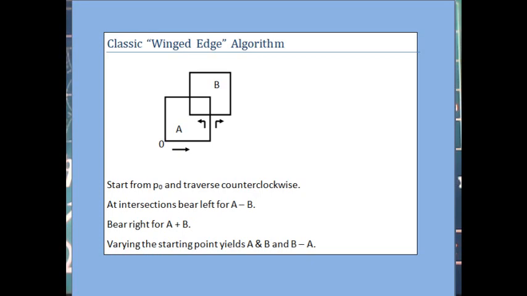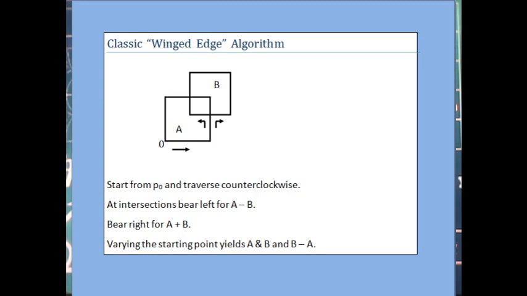perform operations such as A minus B. We start at 0 and traverse along the edge until we hit an intersection. Then we bear left. That is, we look at all the edges that touch the intersection and pick the one that is most counterclockwise from the edge we just traversed to get to the intersection. We will get to how we do that later.